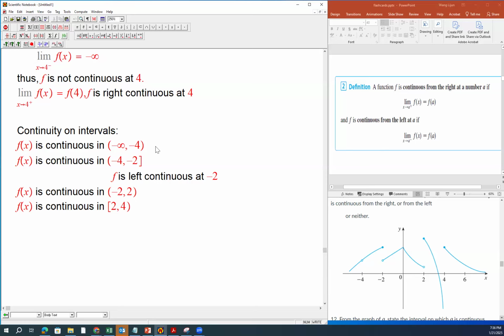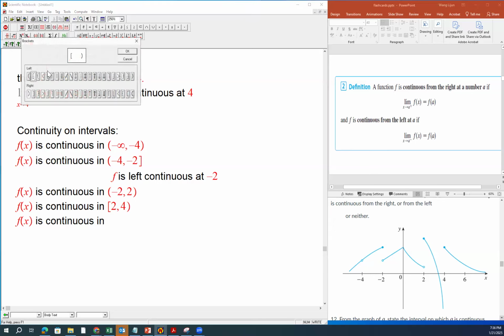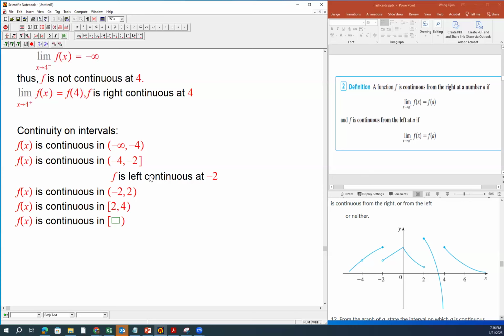And last but not least, f is continuous on the interval from 4 to infinity. This time we're going to put a bracket at 4 because it is right continuous at 4, to +infinity. So this is the continuity on intervals that we are talking about.